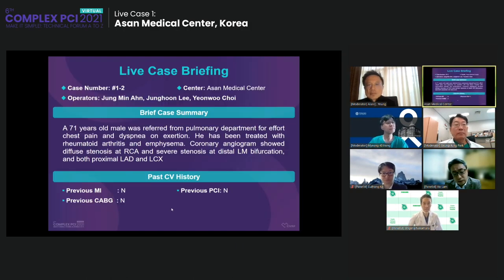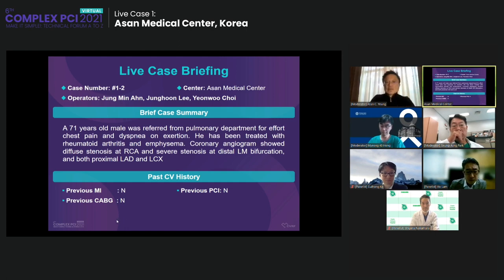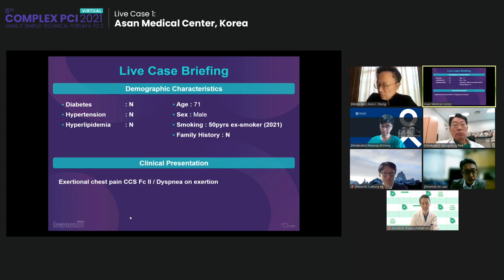Okay, I very much appreciate the opportunity to present this case. We have a 70-year-old male patient. He was referred from the pulmonary department for chest pain and dyspnea on exertion. He has been treated for rheumatoid arthritis and emphysema. His coronary angiogram showed diffuse stenosis at the RCA and severe stenosis at the left main bifurcation, and both proximal LAD and circumflex. He has no cardiovascular history. He is a 50-pack-year smoker and recently stopped smoking.